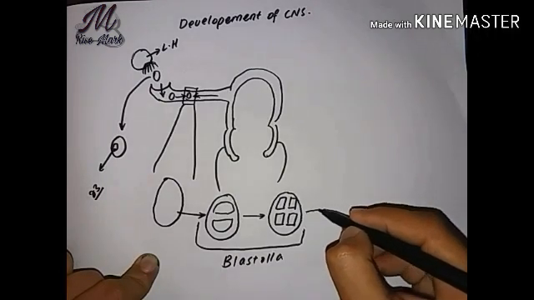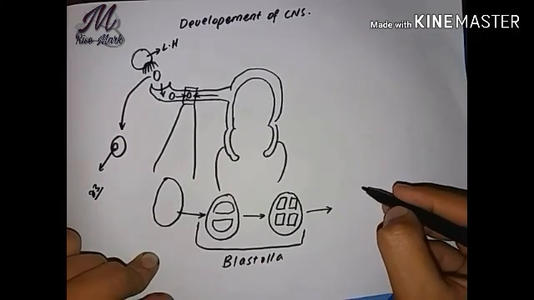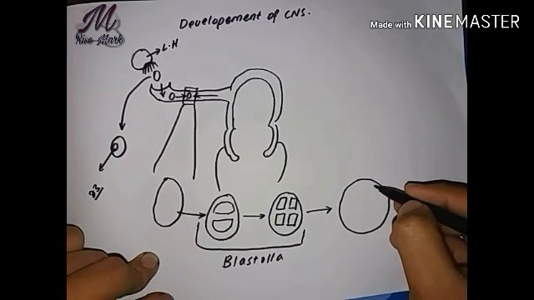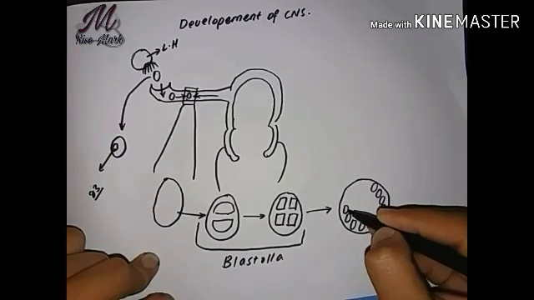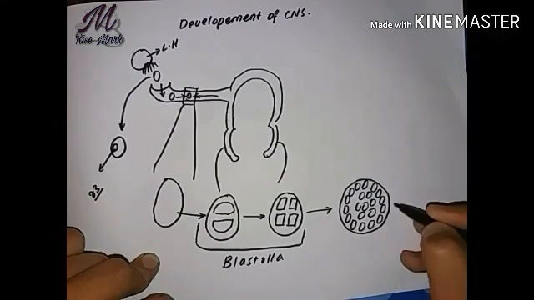Now after that, the 4 cell stage will further proliferate, and it will make a collection of roughly 12 to 16 cells. So this is known as morula. You can see here. Now this is the morula.